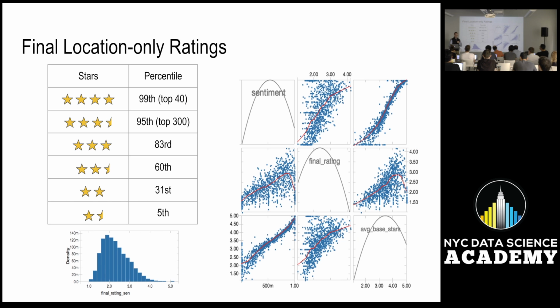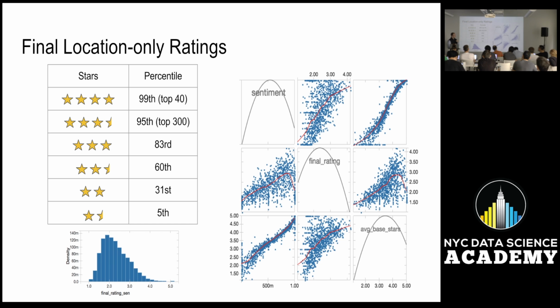And on the bottom here, we see our final distribution. So it is somewhat skewed. You can't think of it in the sense of a uniform distribution. For us, 4 stars is amazing, the top 40 in Vegas, all the way down to 1.5 stars, which basically means it's complete garbage. And then just for note, on the right I have a plot showing the sentiment, this final rating distribution, and average base stars, which is what Yelp provides.